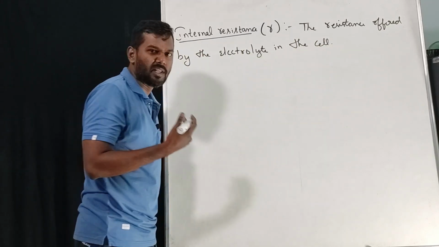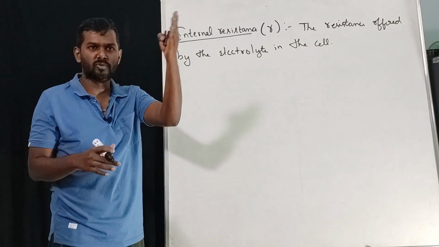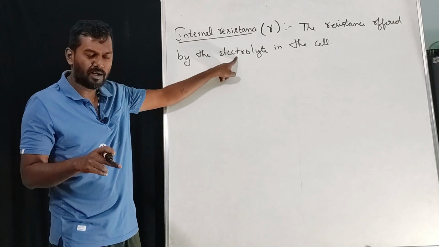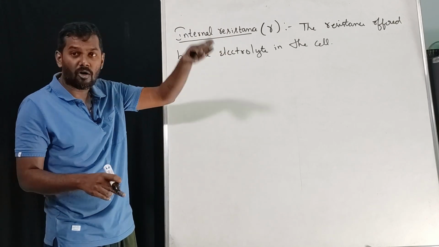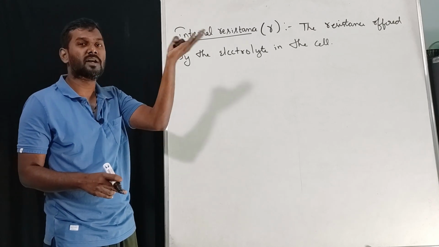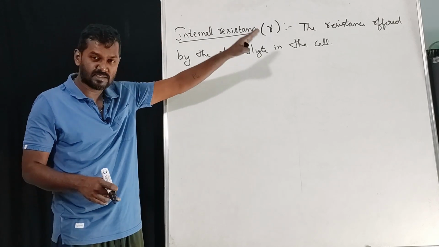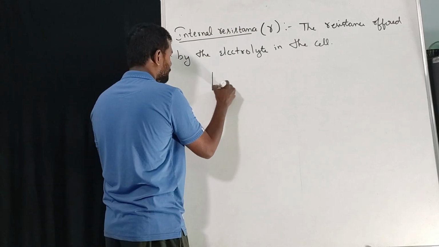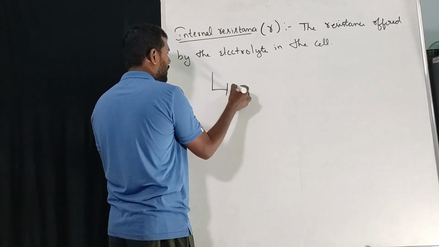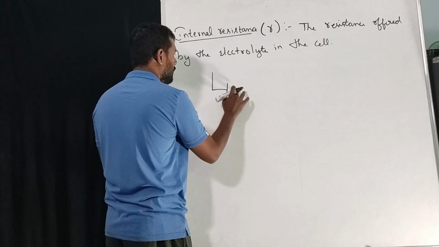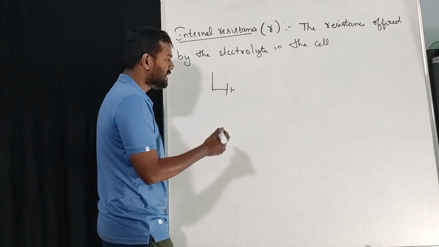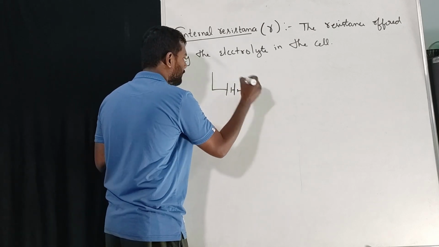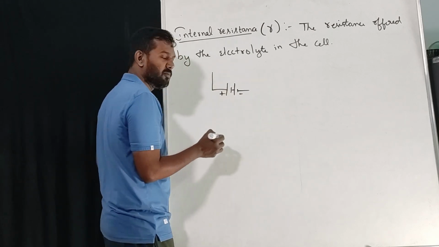So we got to know that inside a normal cell which we use every day, there will be a liquid, that is nothing but the electrolyte. So the resistance offered by the electrolyte in a cell is called internal resistance. Assume this is the battery or a cell. The difference between a battery and a cell is, if I use more than one cell, that becomes a battery. So this will be plus, this will be minus.